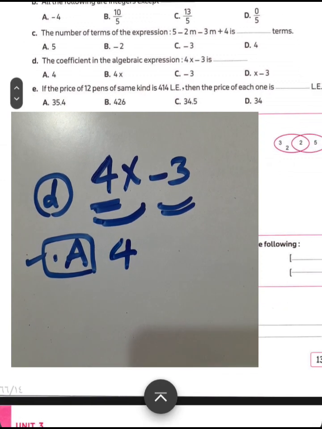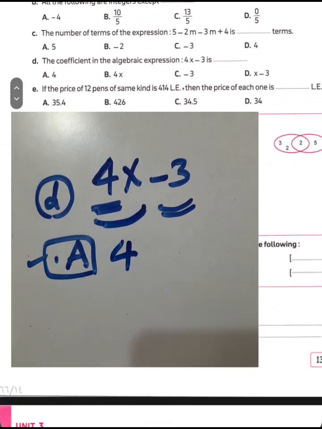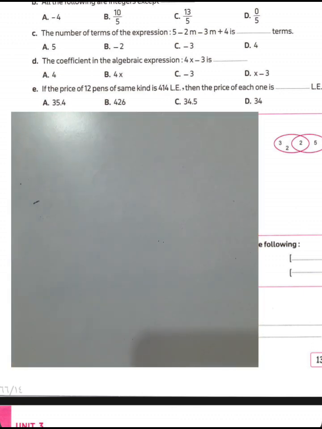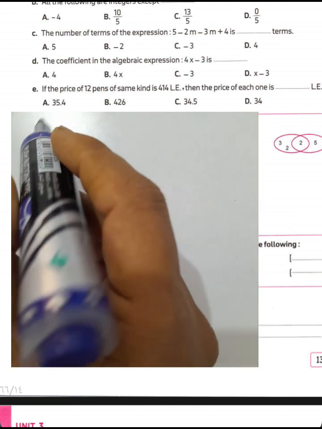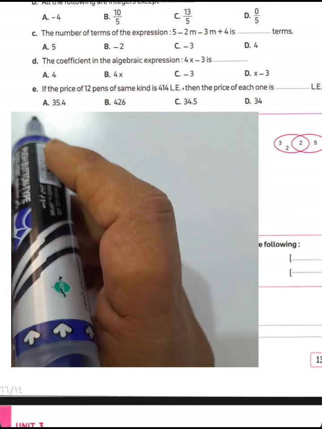Question letter E. If the price of 12 beans of the same kind is 414 Egyptian pounds, then the price of each one is blank. We can find the result by division, because the price of 12 beans is 414, so the price of each one equals what? We can find the price of each one by dividing 414 by 12.